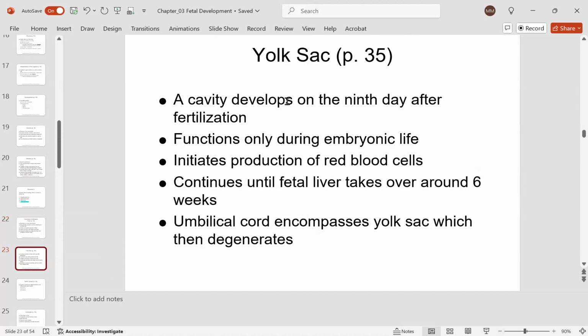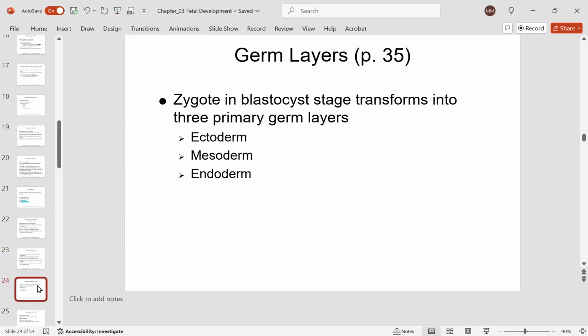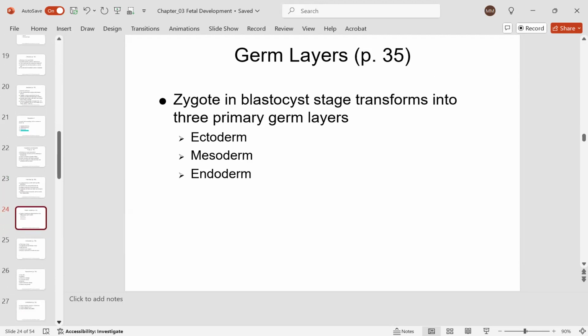Okay. The yolk sac is what develops after the ninth day or so. And it only functions while the baby is an embryo. And it starts the production of red blood cells. And it will keep doing that until the little fetus's liver can start to do it on its own, which is somewhere around 6 weeks. And the umbilical cord will then encompass the yolk sac and it'll degenerate, like disintegrate. Don't worry about the derm layers. We're not going to get into that.